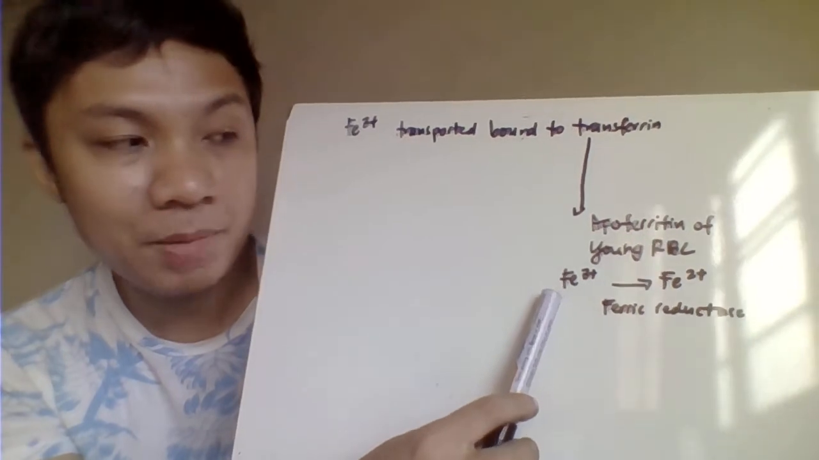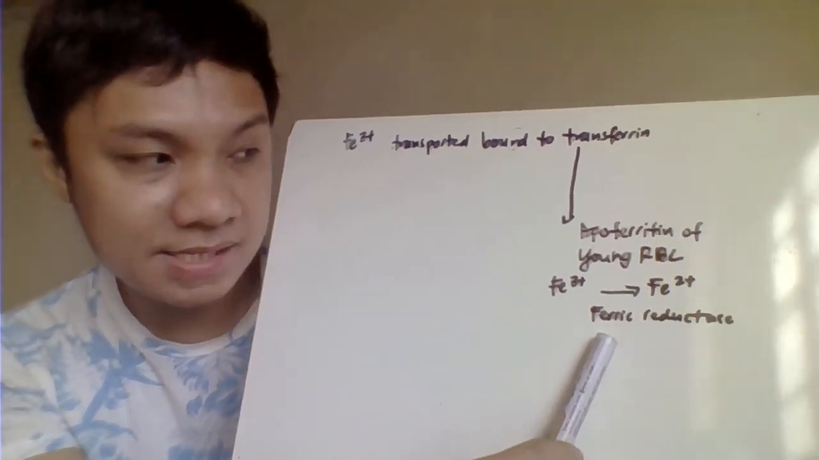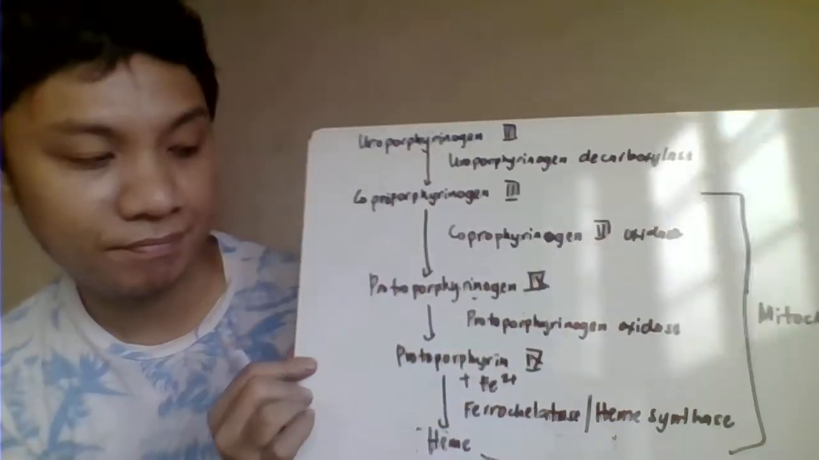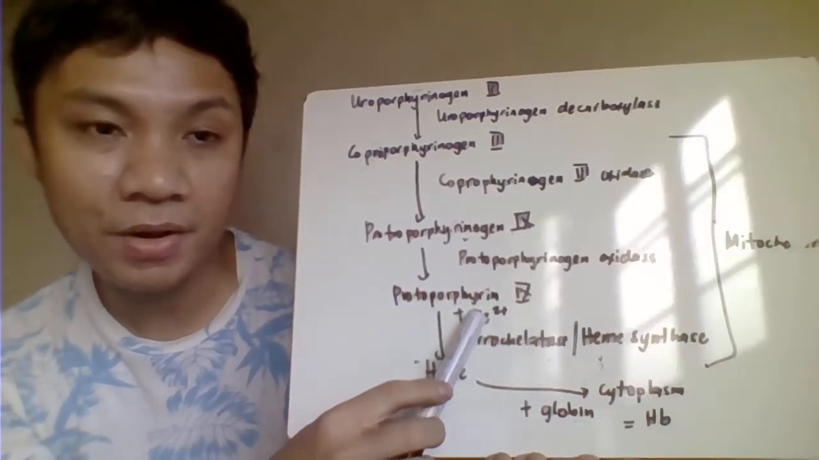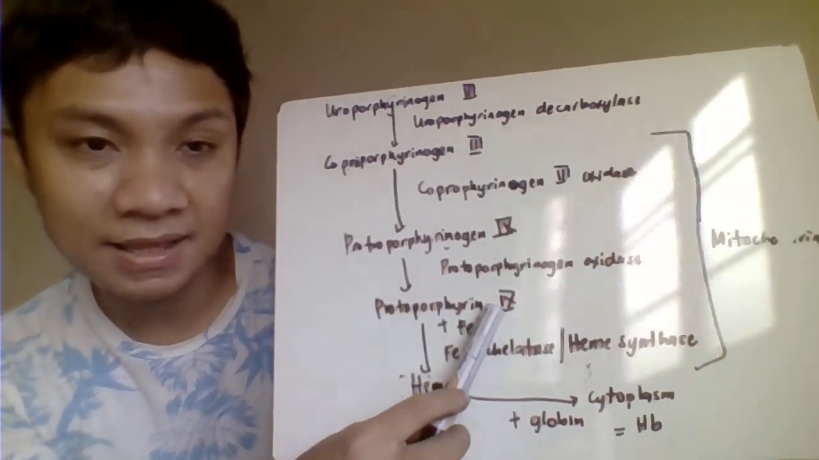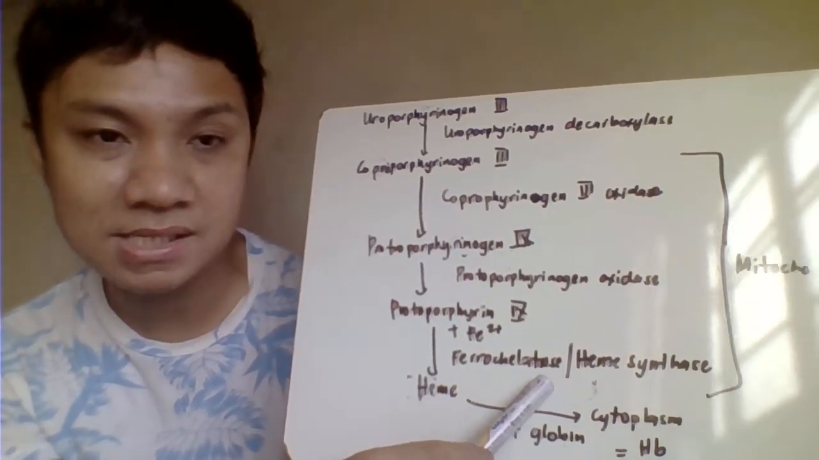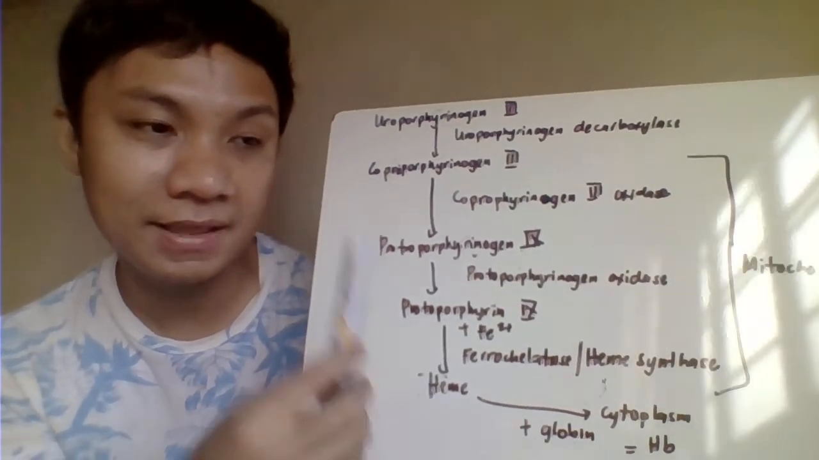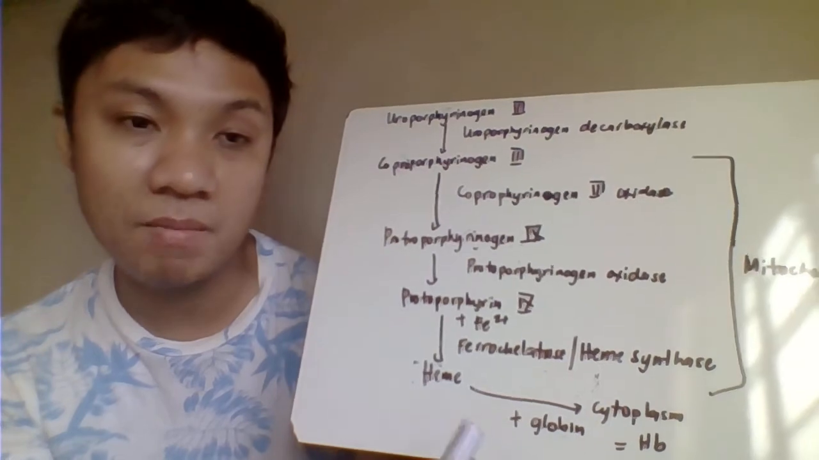Then the ferric iron will be reduced to your ferrous iron with your ferric reductase. Then if you have already your ferrous na iron, so ito na siya. Your ferrous iron will be incorporated to your protoporphyrin 9 by the enzyme ferrochelatase, so your heme synthase. And therefore, what you produce for that will be your heme. Okay, and then further combining here with the globin to form here your hemoglobin. Alright.